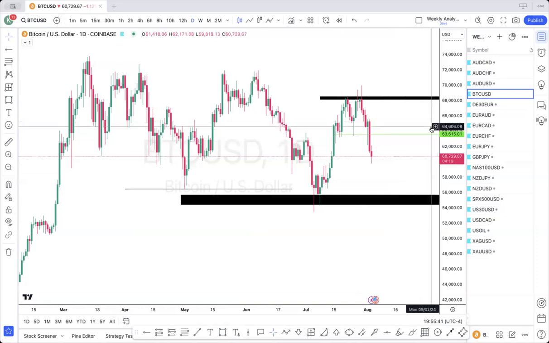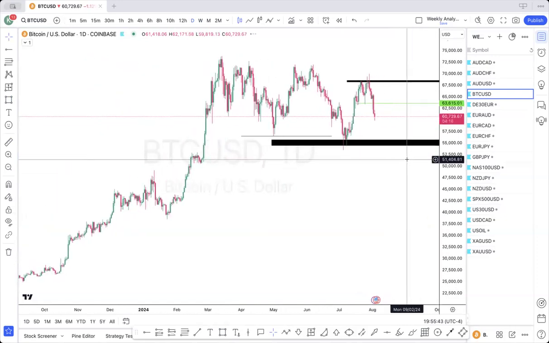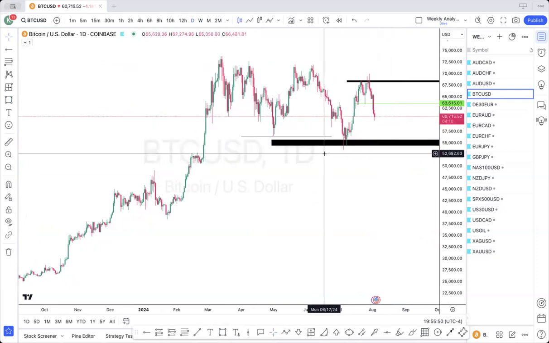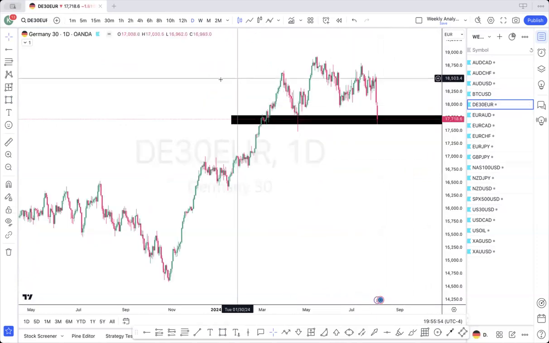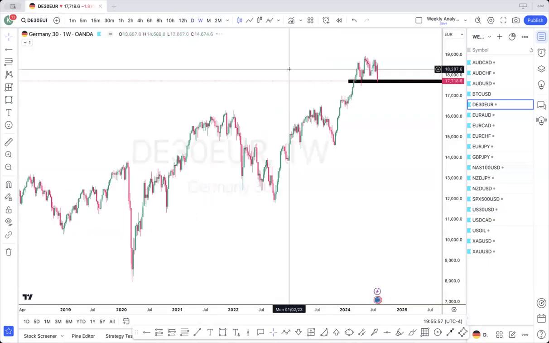Bum, ba-dum, bum, bum. So that's what I see for Bitcoin, down to these lows or even further. Let's see what I have for JER 30.